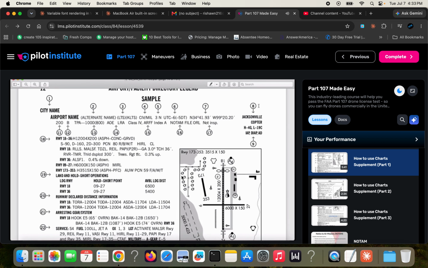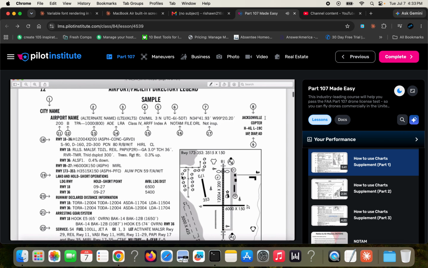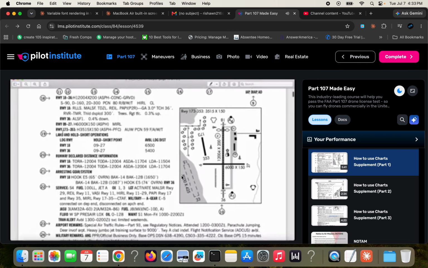Number 8 here is going to tell you what sectional this belongs to. Again, we haven't talked about sectional charts just yet. Sectional charts are going to be the charts that you use for navigation, and each of them has a different name. So this is the sectional chart for Jacksonville, for example. I'm going to skip number 9 for now. I don't see, oh no, number 10 is right here.